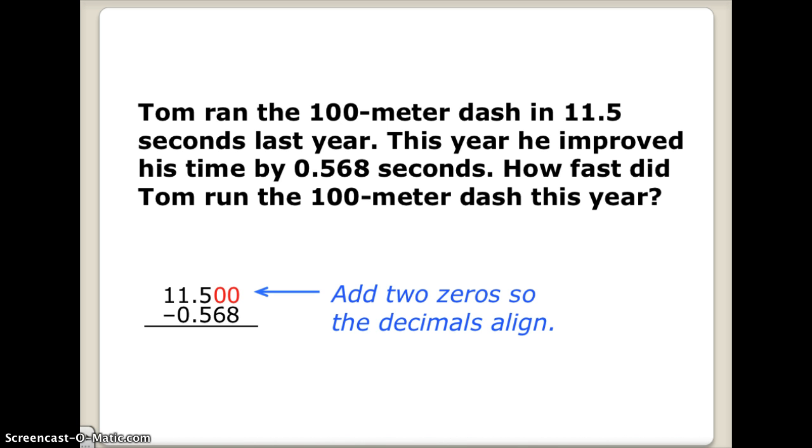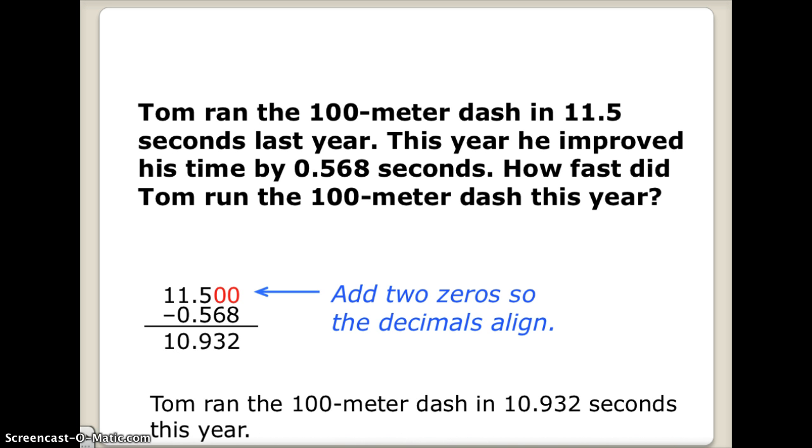year. Anytime that we have missing numbers, we add zeros onto the end of it so that we have something to take away from. Once we do our subtraction and borrowing, we end up finding out that Tom ran the 100-meter dash in 10 and 932 thousandths of a second this year.